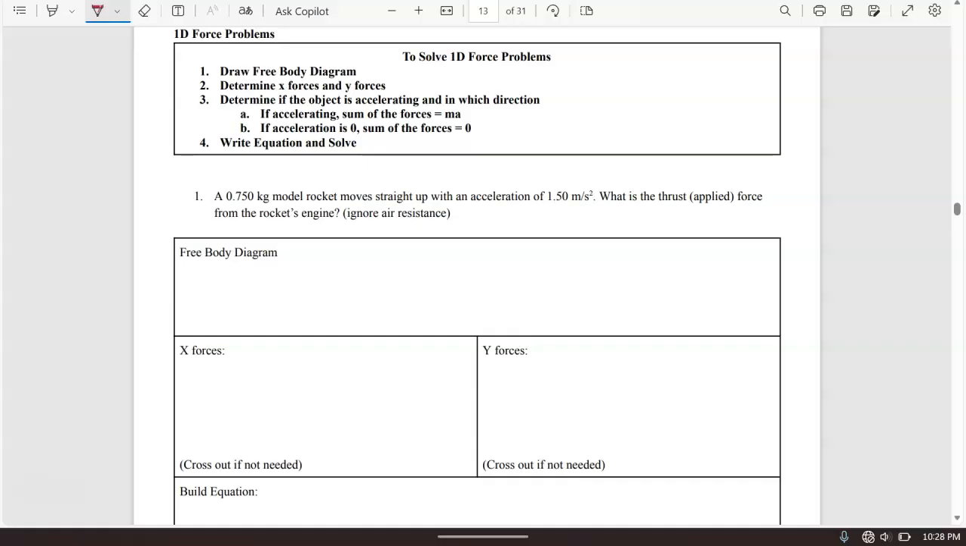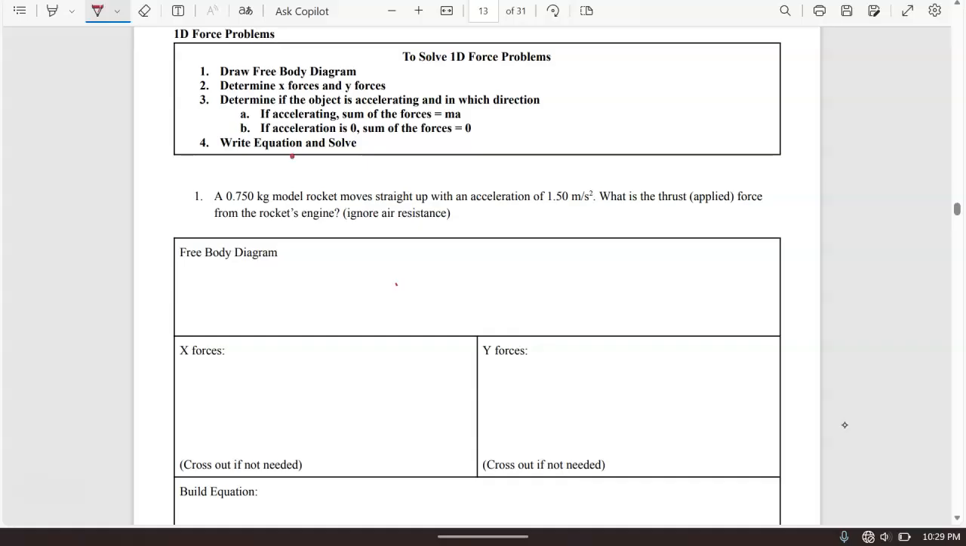So your first step is always going to be drawing a free body diagram. This helps you really figure out what forces are present, what's going on there. So in this situation here, for our first step, we have this 0.75 kilogram model rocket moving straight up with an acceleration of 1.5 meters per second squared. What's the applied force from the rocket's engine if we're ignoring air resistance?